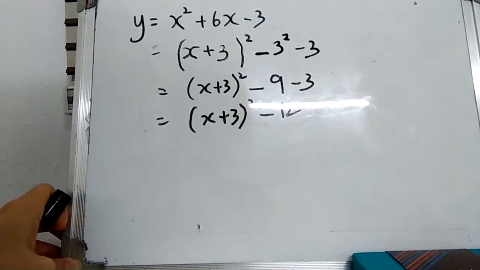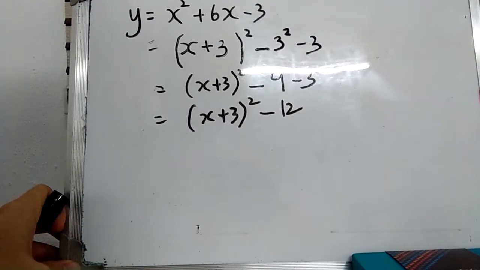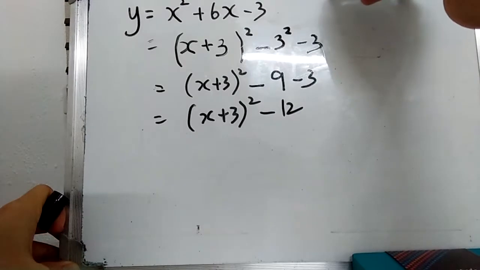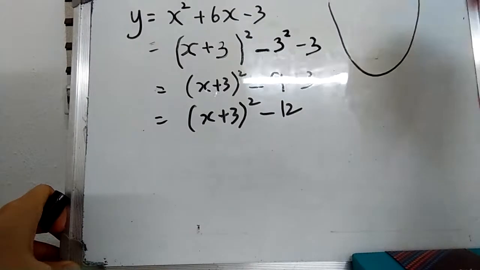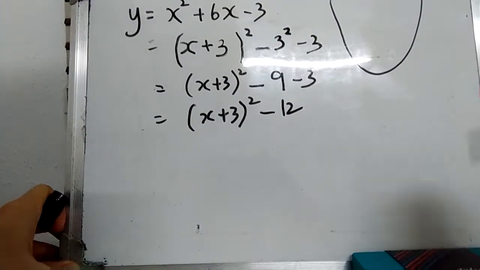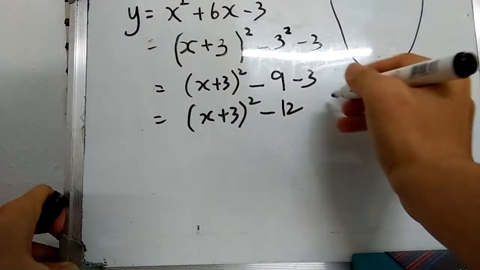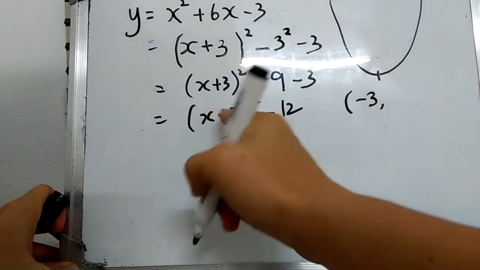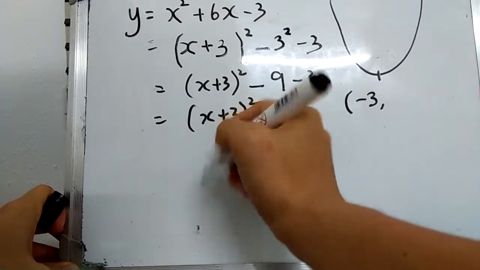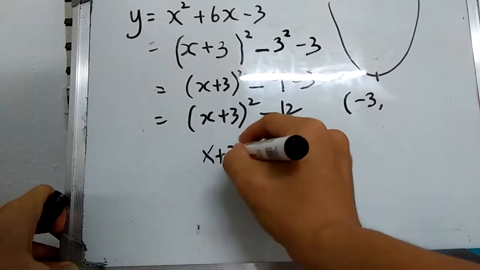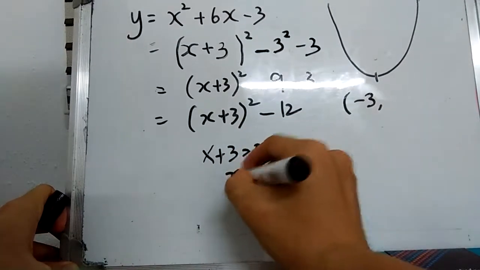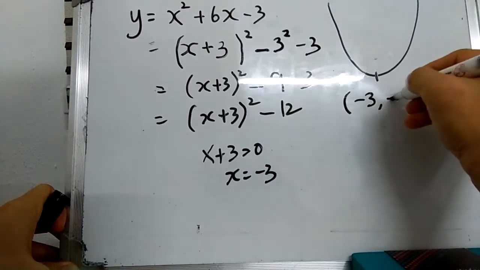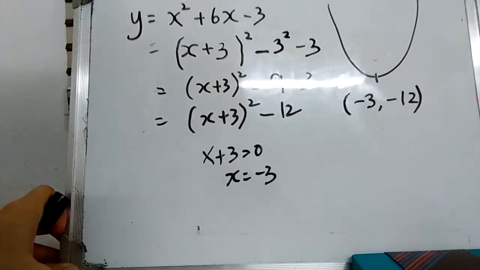So therefore, the minimum value: we understand that x squared plus 6x minus 3 is actually a U-shaped graph, with the minimum value at x minus 3, because you need to make this whole bracket become 0, and the y value is negative 12.